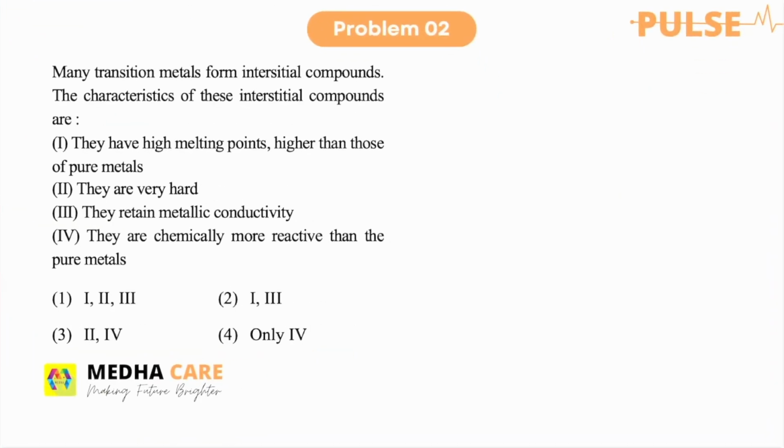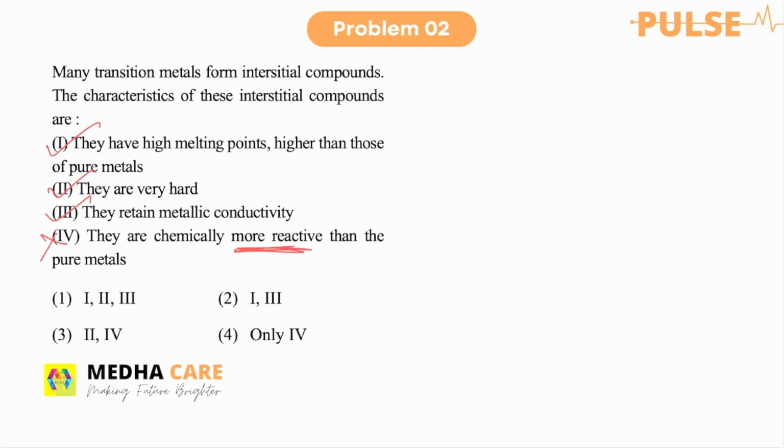Now if you see the question, many transition metals form interstitial compounds. The first option: they have very high melting point, higher than those of metal. So this one is correct. They are very hard. This one is also correct. They retain metallic conductivity. That is also correct. They are chemically inert, but the option says chemically more reactive. So this is the incorrect one. So we have to find the answer.